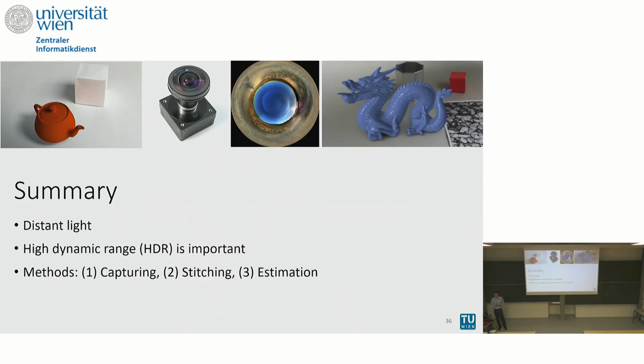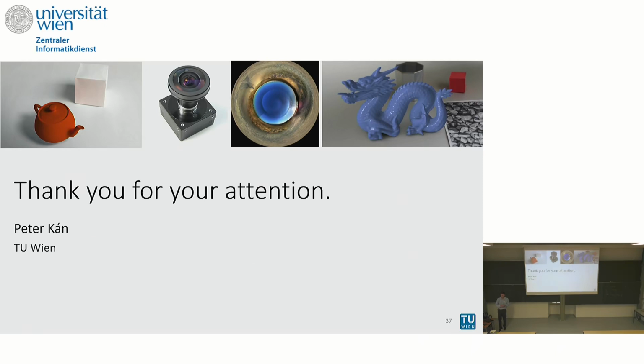So in summary, we can say that mostly for this light estimation and capturing methods, we assume distant light, and we definitely need high dynamic range images, and we can have three categories of methods to estimate light. First one is capturing, second one is stitching by multiple images, and the third one is estimation from the main camera image. And that was everything.